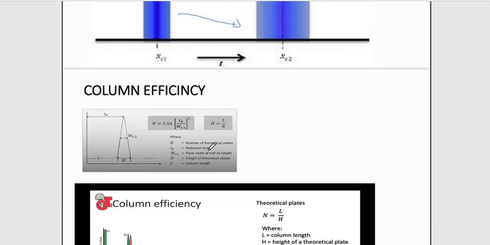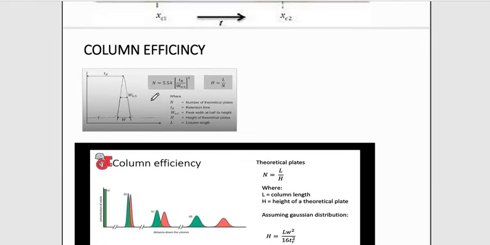Let's talk about column efficiency. When we say column efficiency, we mean the ability of a particular chromatographic column to resist band broadening, or to ensure proper separation, or good resolution between two peaks or two components of an analyte. If a column is efficient, then it is going to be very proper in terms of separation. It is going to have good separation between two different analytes or two different components in a mixture.